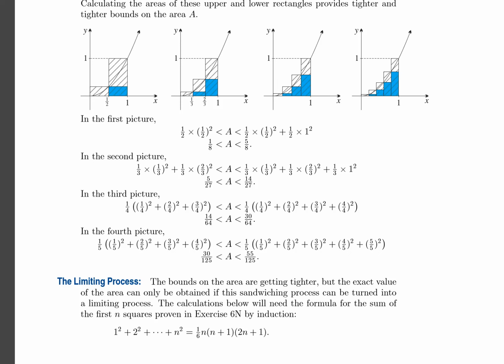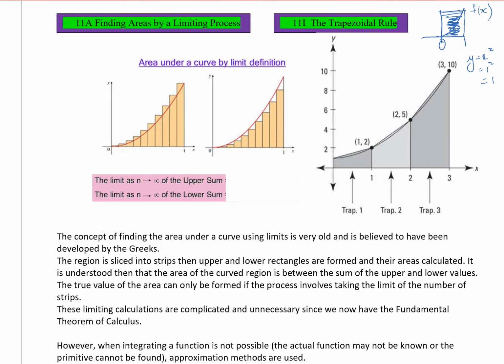Now, the process for doing all of that is, like I said at the beginning, quite complicated. Hence, they came up with approximation methods for calculating area. What I'm showing here in the notes is that the area under the curve by definition is the limit as the number of rectangles approaches infinity of the upper sum, that's this one, and the limit as n approaches infinity of the underestimation, and the area under the curve is between those two.